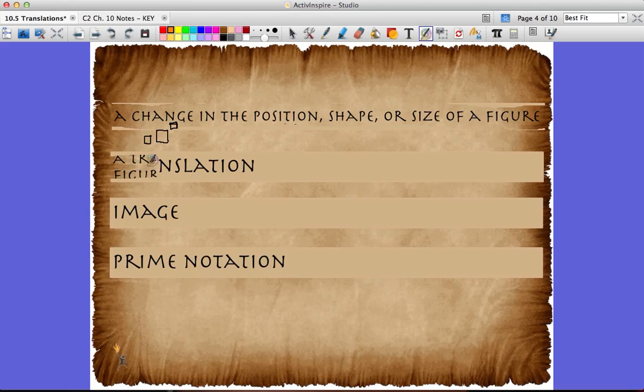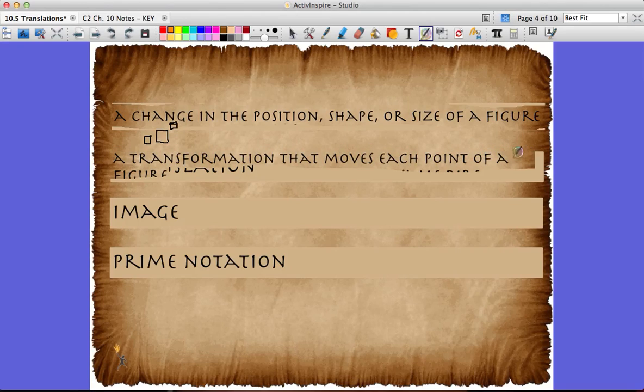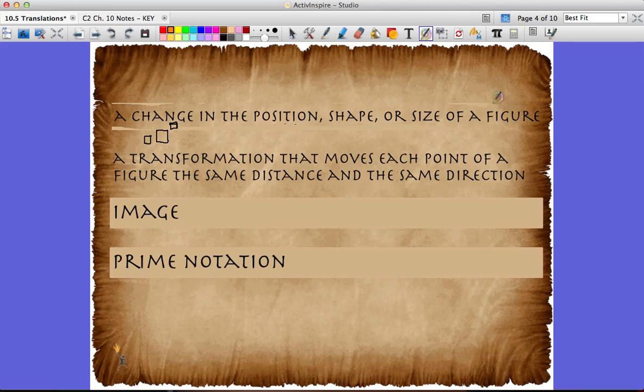A translation is a transformation that moves each point of a figure the same distance and the same direction. So what this means is a translation is a type of transformation, and it only moves the position of the shape. It does not actually change the shape's size or the shape's shape.